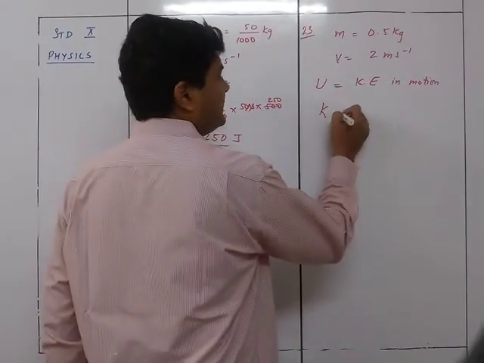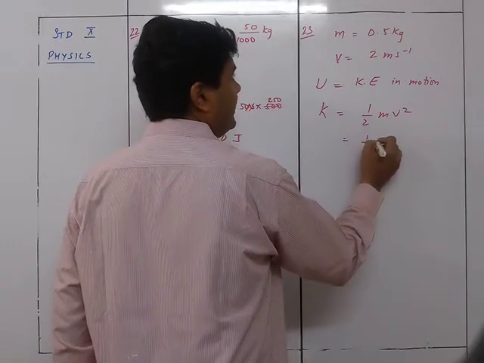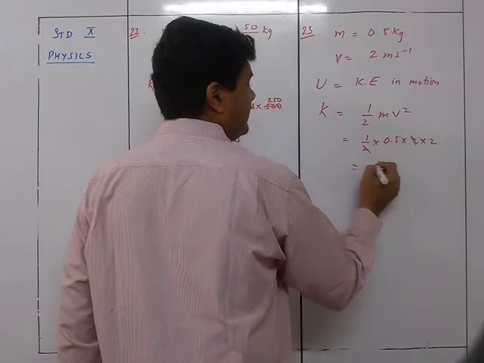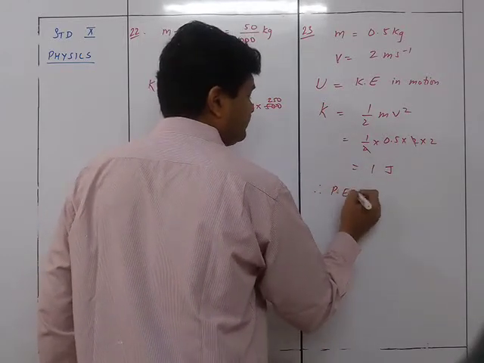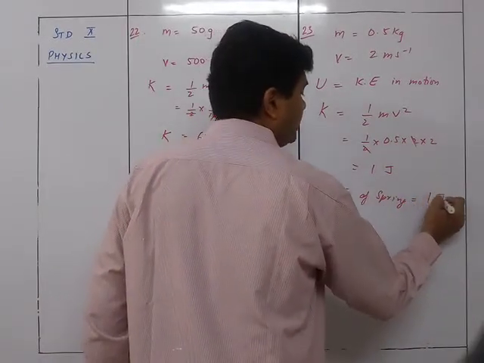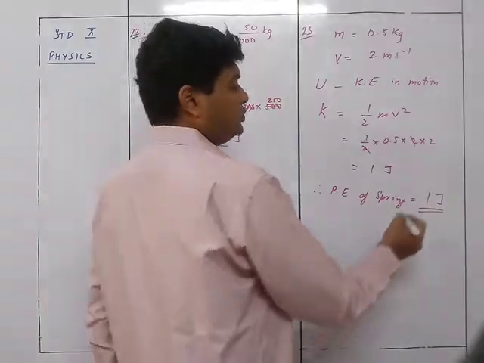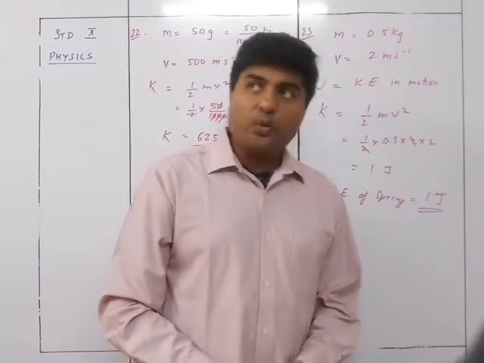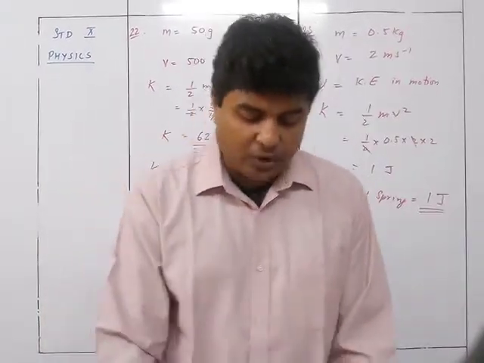And kinetic energy we know that K is equal to half mv square. So that will give me half into 0.5 into 2 into 2. So that gives me 1 joule. Therefore potential energy of the spring is equal to 1 joule. So that was the answer, 1 joule or 1.0 joule. You can write whatever you want. 1 is enough. So that was sum number 23.